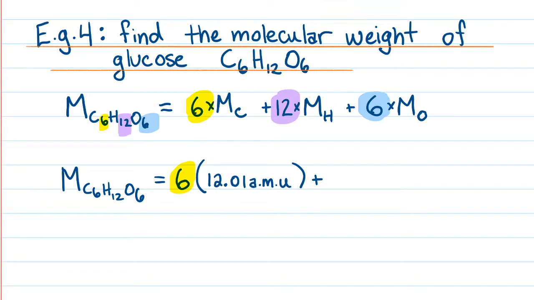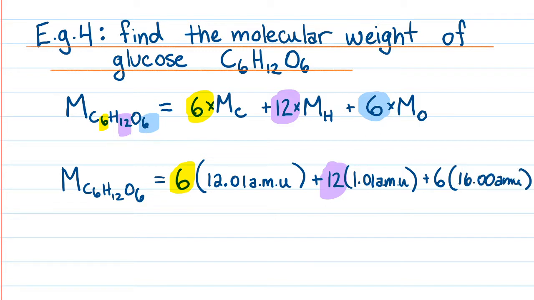And then we have 12 hydrogens, so that's 12 times 1.01 AMU. Again, very important to remember that there's 12 of them. That weighs more than just one. And then we have to remember that we have 6 oxygens, and they should weigh 15.994, and that rounded is 16.00 atomic mass units. Just like that.